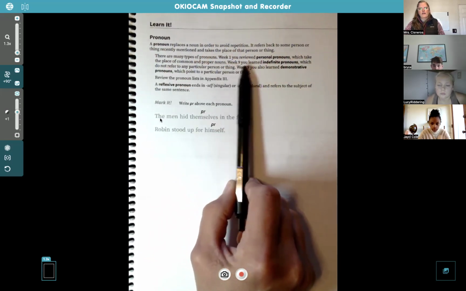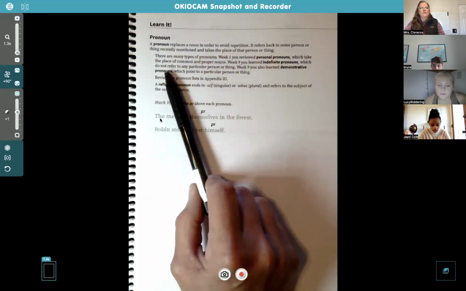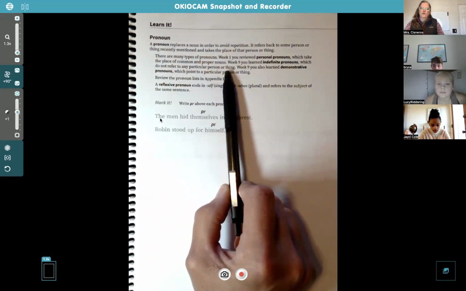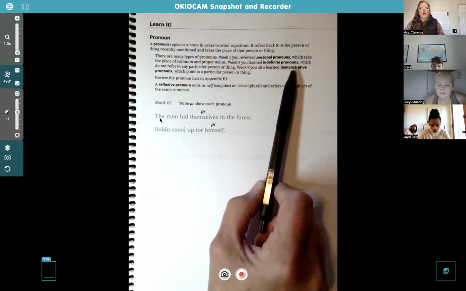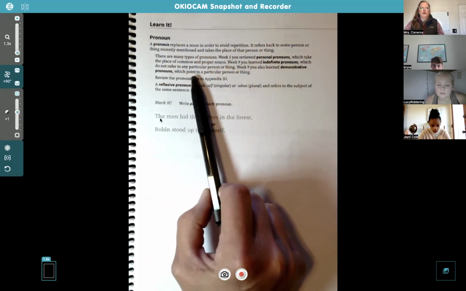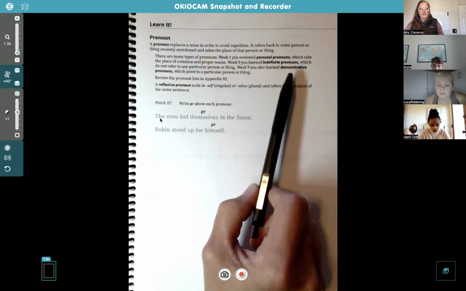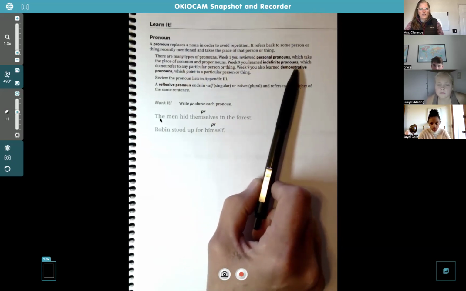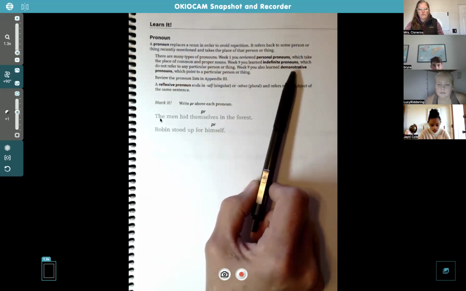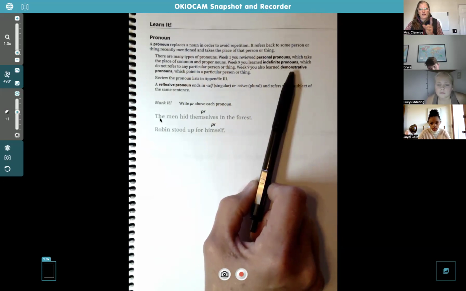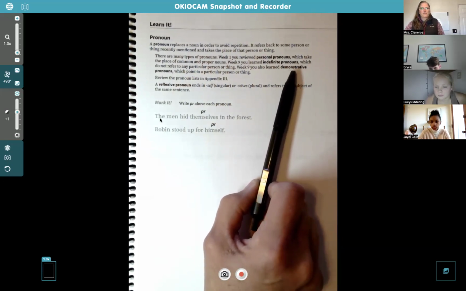And then in week 9, you learned about indefinite pronouns, which do not refer to any particular person or thing. Also in week 9, you learned demonstrative pronouns, which point to a particular person or thing. I like to think of demonstrate because I see that inside the word demonstrative. When you demonstrate something, you're saying this is this and that is that. Those are those types of pronouns, okay?